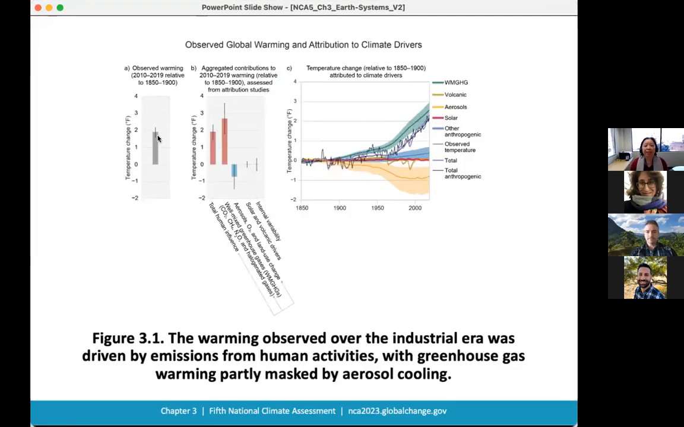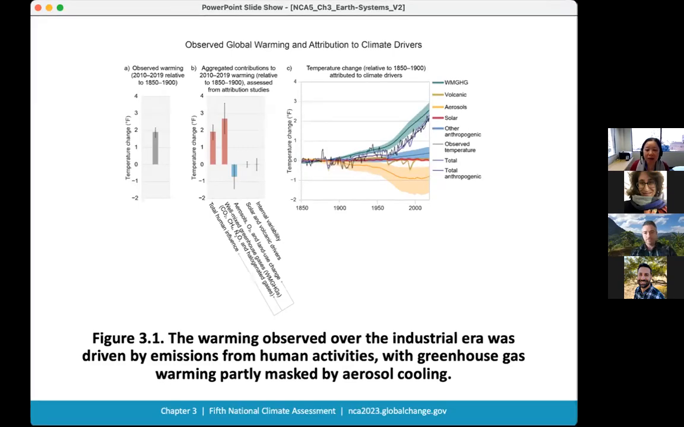conclusion. Okay. So since the pre-industrial period, we know that the Earth as a whole, globally averaged, has warmed about 2 degrees Fahrenheit. So this is what we show here, comparing the observed warming between 2010 and 2019 relative to 1850 to 1900. So using climate models, we are able to break down this global warming from the contributions of different factors. So here in this second panel, we are repeating this bar over here, showing the observed warming of about 2 degrees Fahrenheit over the time period of the industrial era.